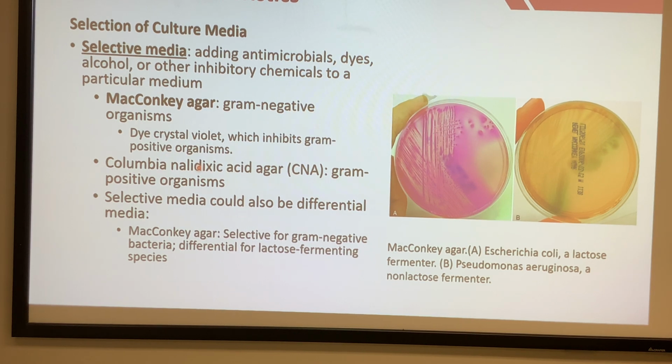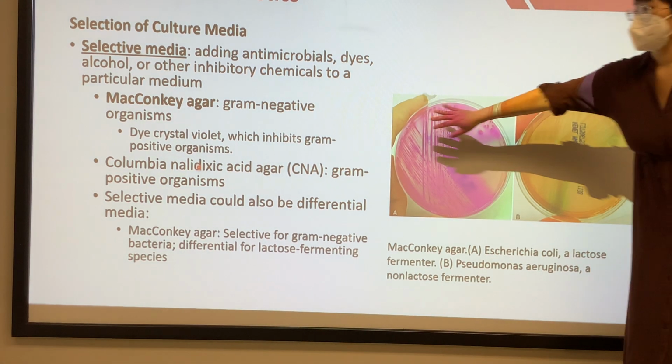Another one is the Columbia CNA agar, CNA is another name. It will select the gram-positive organisms and inhibit the gram-negative. So a lot of times you're gonna streak both agars with the same unknown, and then which one grows gives you the clue, hey, this is that one. But this is just one use of MacConkey.